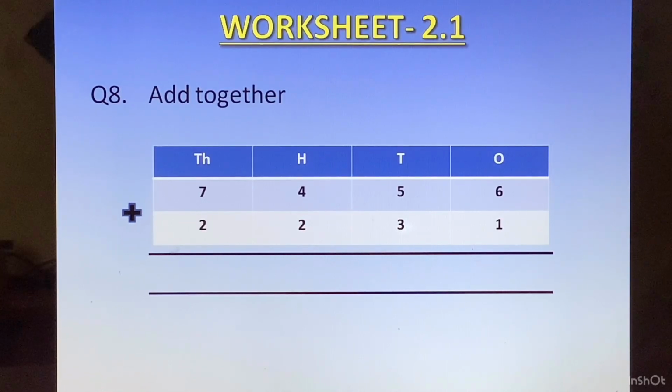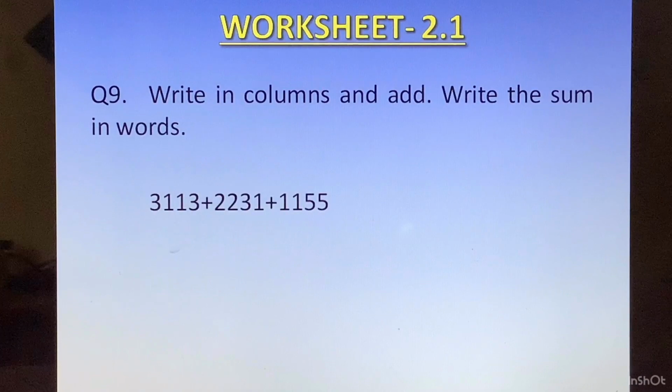7456 plus 2231. Question 9, write in columns and add. Write the sum in words. The numbers are 3113 plus 2231 plus 1155. Now here, these are all 4-digit numbers. You will write one below the other and then you will add, and then the answer you have to write in words. Remember the second format I had told? You have to write it like that.